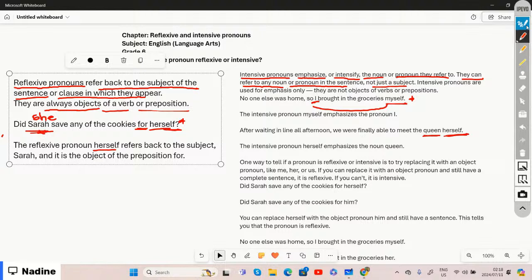So if you replace it with the object pronoun me, her, or us, and you still have a completed sentence, then it is a reflexive pronoun. But if you replace it with an object pronoun and you cannot still have the same completed sentence, then it is an intensive pronoun.